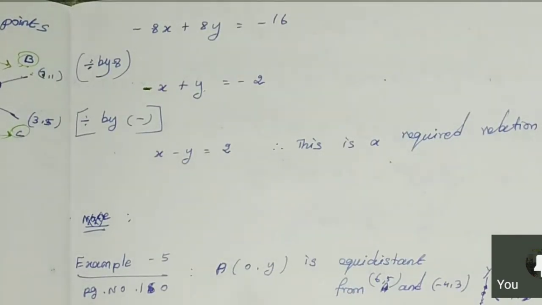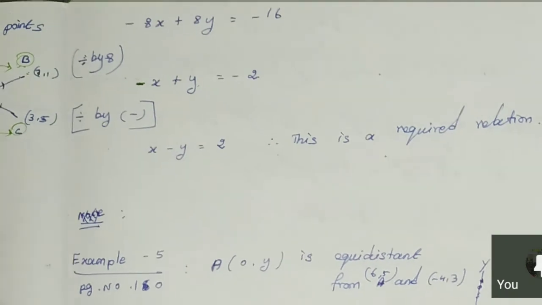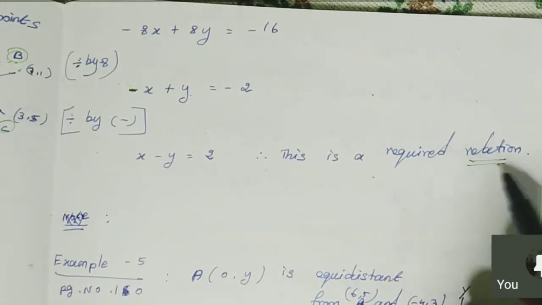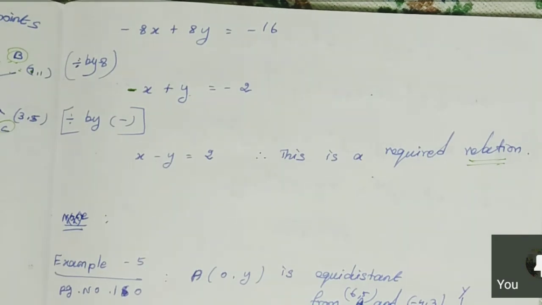Now you can tell me, what is the question they are asking? What is the relation between x and y? So the relation of x and y: when you subtract x and y, you will get 2. The difference of x and y is 2. Are you all clear? So this is the required relation. Any doubt?